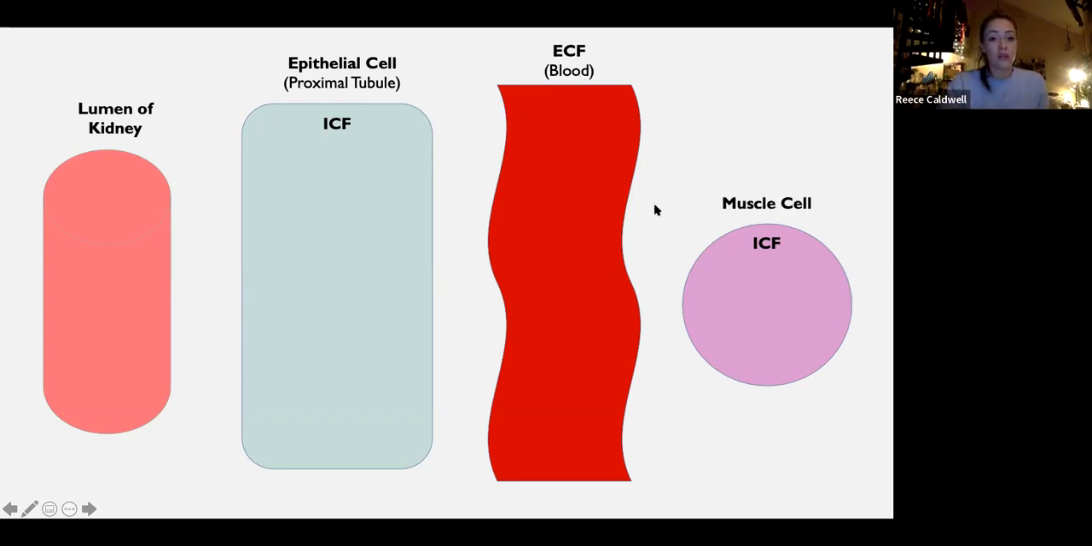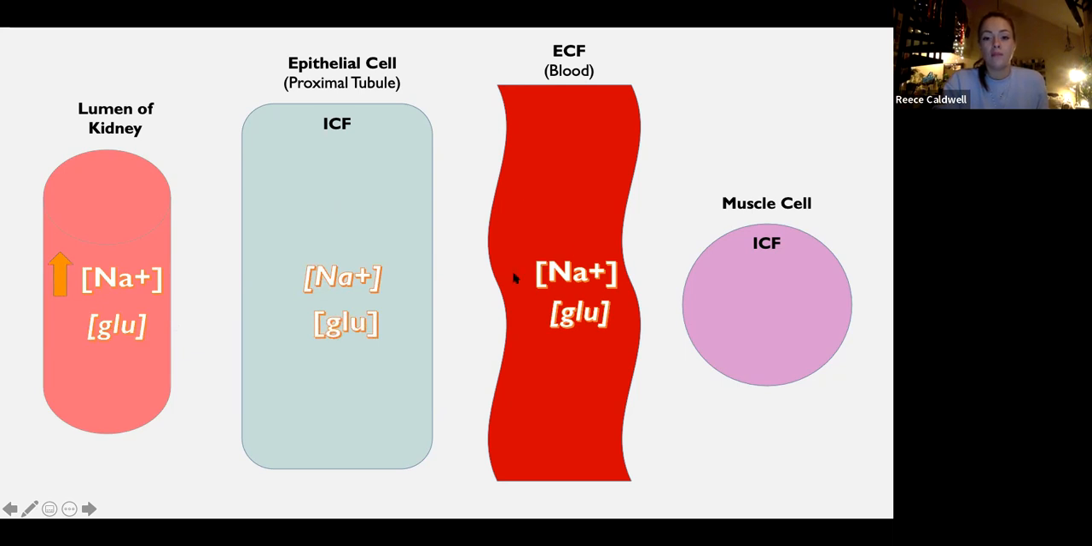So what we're going to do here is first draw out our concentration gradients. Everything I'm writing in orange is in relation to this epithelial cell. Once we get to the ECF, we're going to be talking about relation to the muscle cell. However, we're not there yet. So I would color code this for you. Again, we're going to first draw out our concentration gradient.